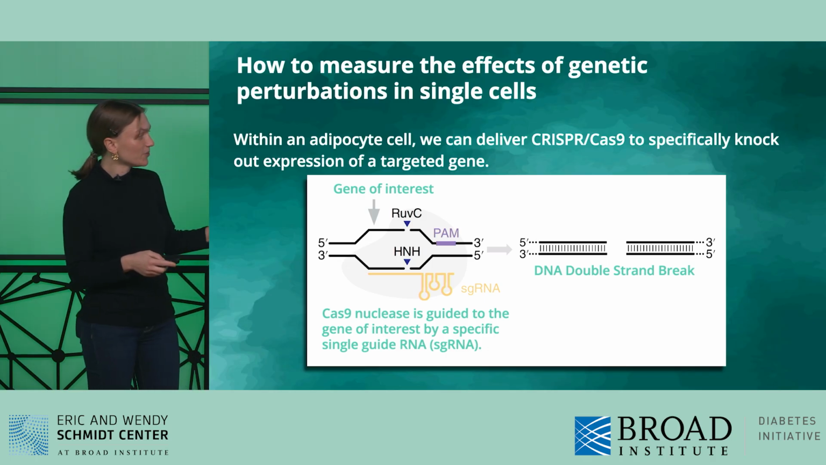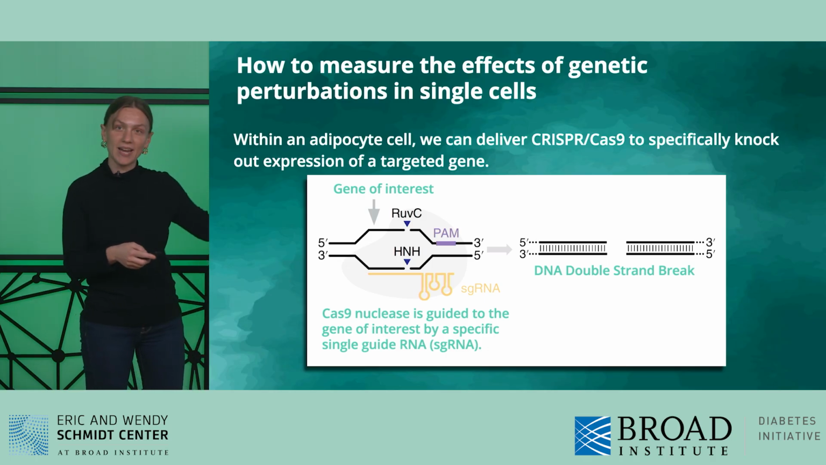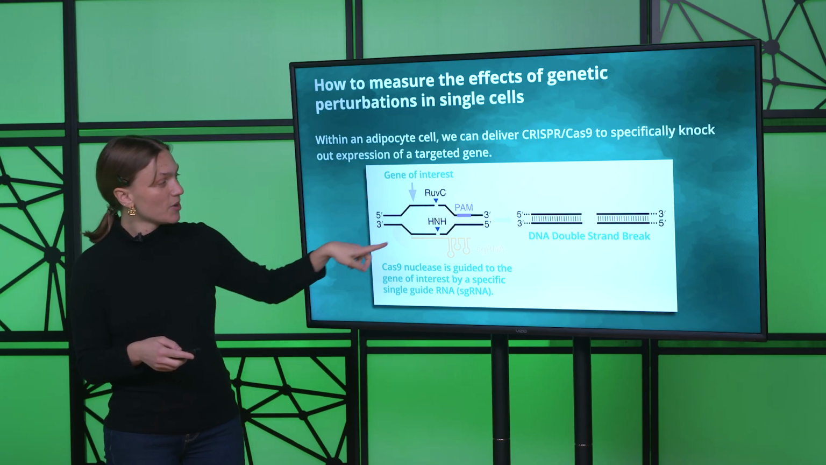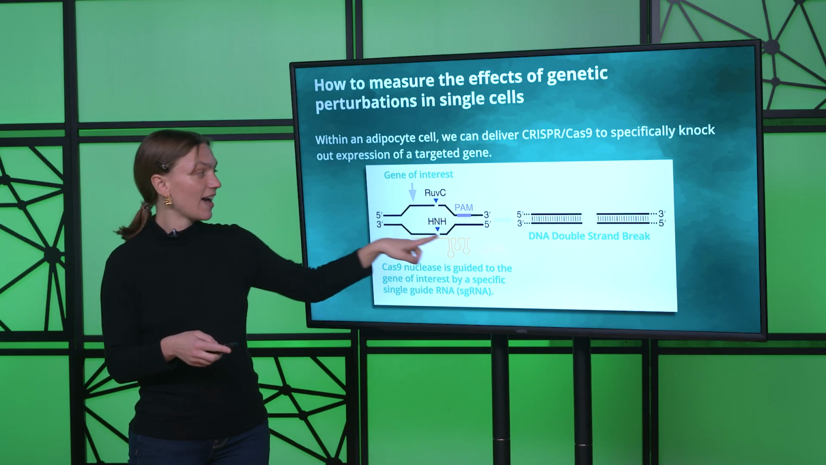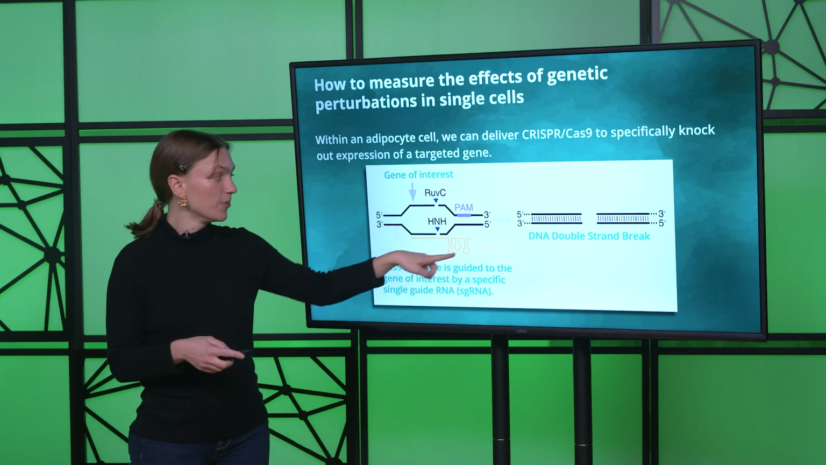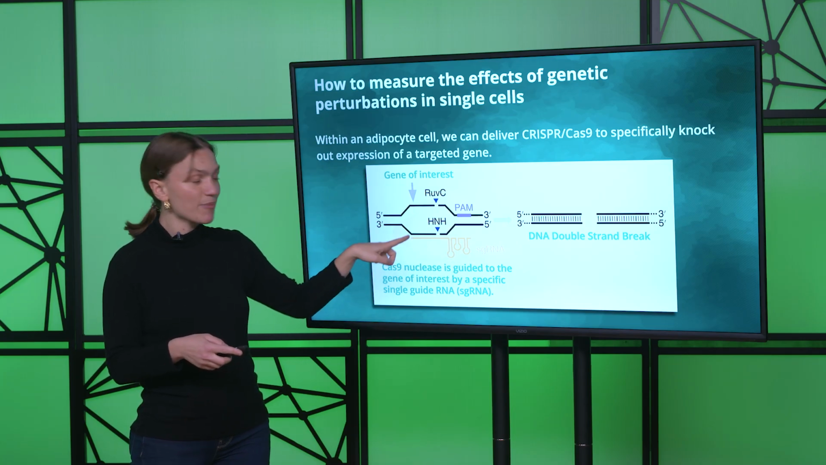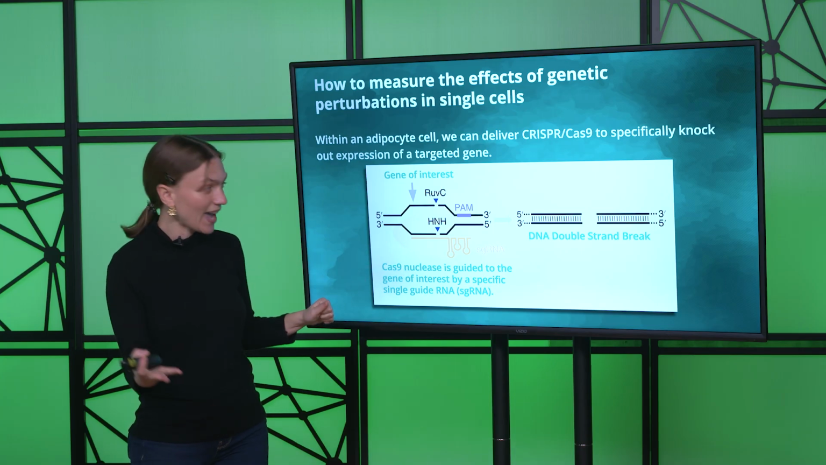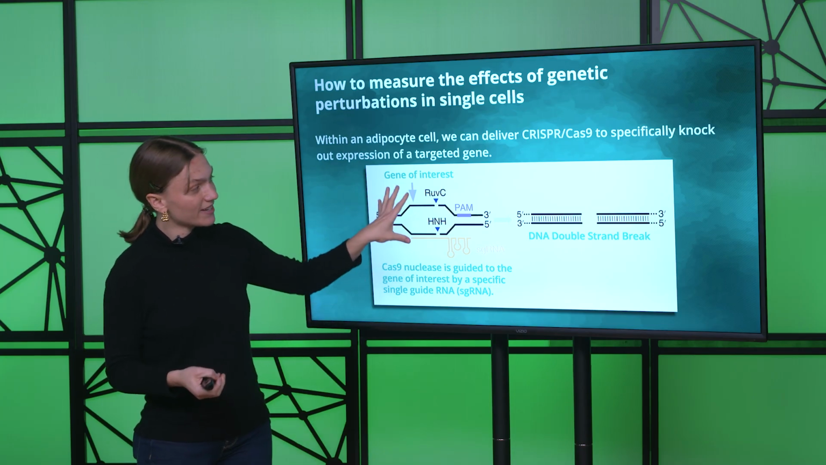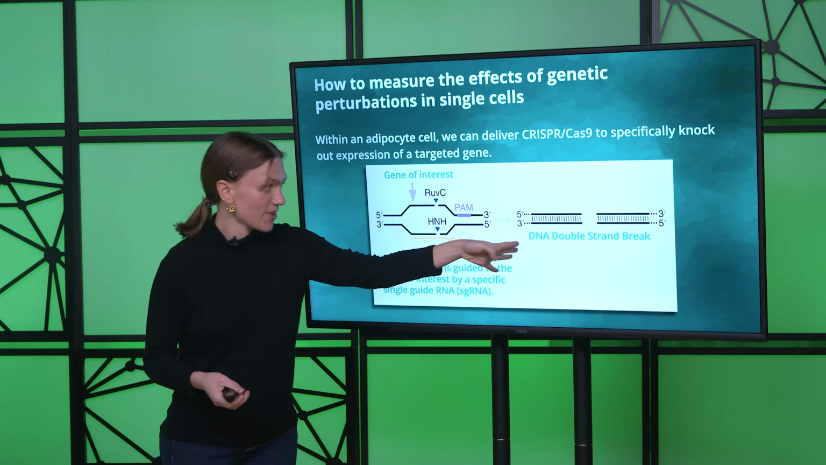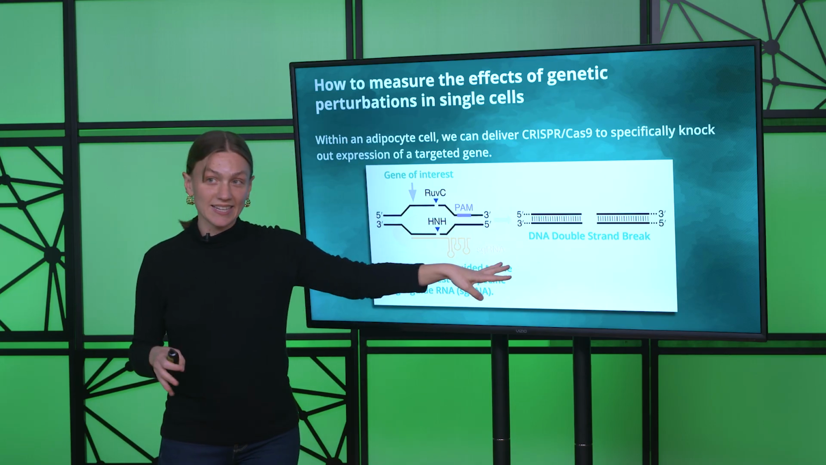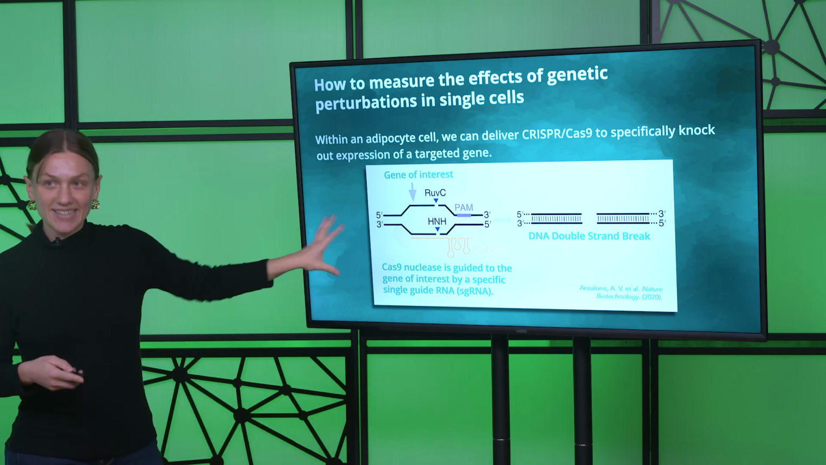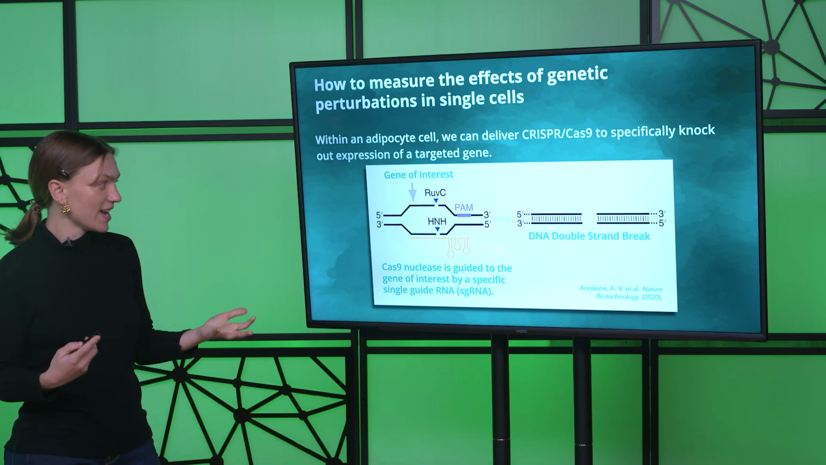And so what we can do is manipulate which genes the CRISPR-Cas9 system is guided to by providing different guide RNA molecules. So we'll provide a guide RNA molecule for a gene of interest that we are interested in deleting or knocking out. The Cas9 system will be guided there, and then it will lead to this double-stranded break, therefore deleting the function of that gene. And so this is the technology that Perturb-seq relies on.